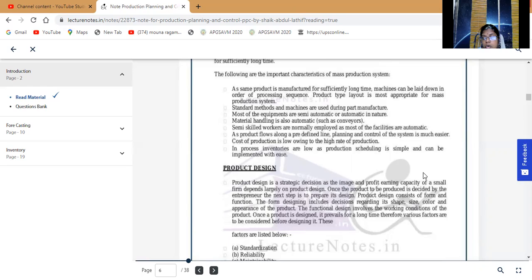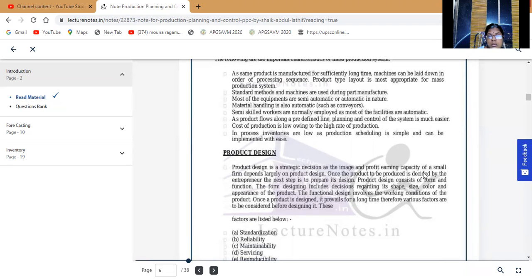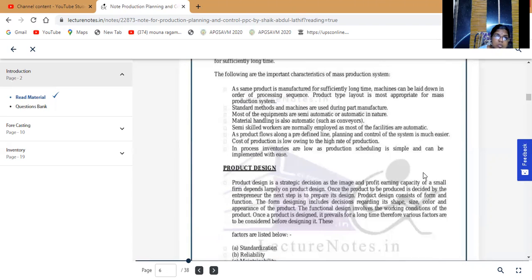In job production, in job shops and batches, we definitely want skilled labor because those are semi-automatic, so that is why we require skilled labor. Here in mass production we don't need any skilled labor because we are using automatic machines. The cost of production is also low because we are using automatic machines, so the labor cost is very low. In-process inventories are low as production scheduling is simple and can be implemented with ease.